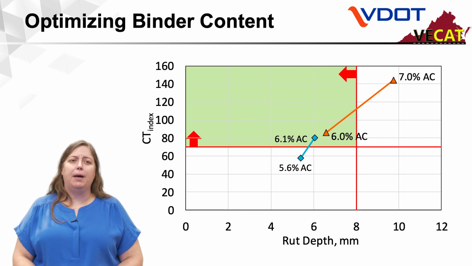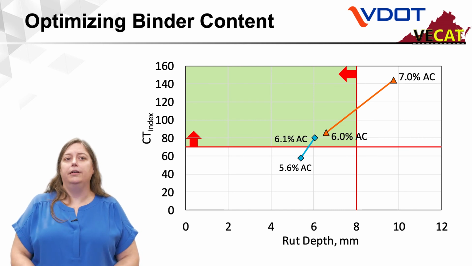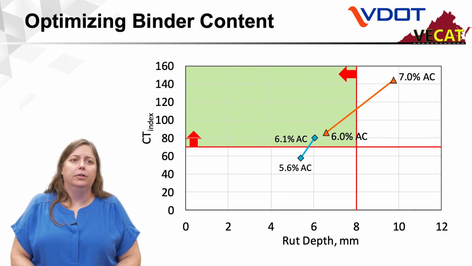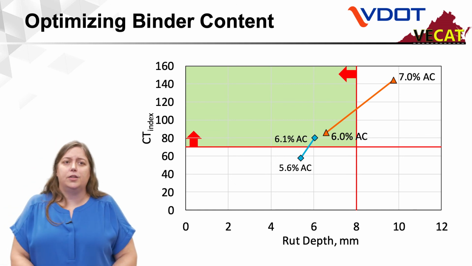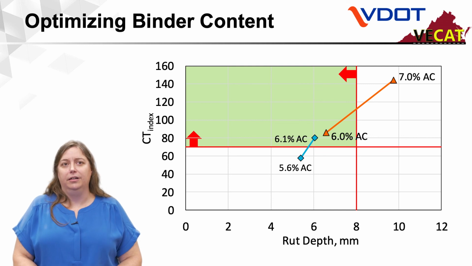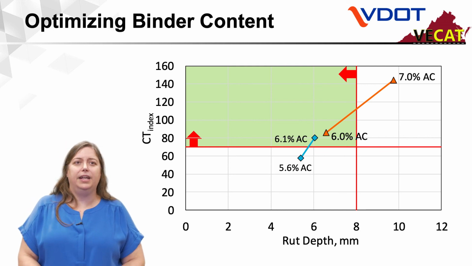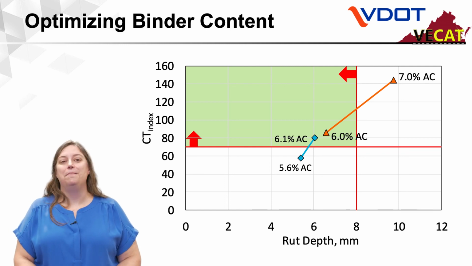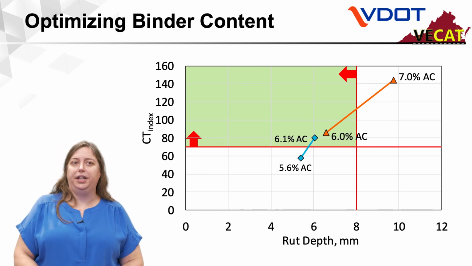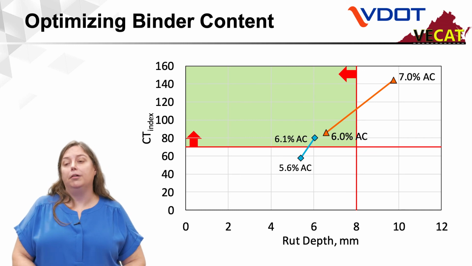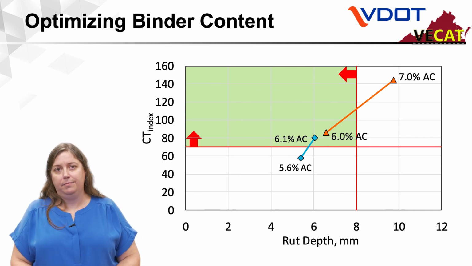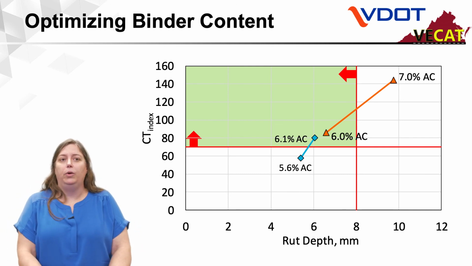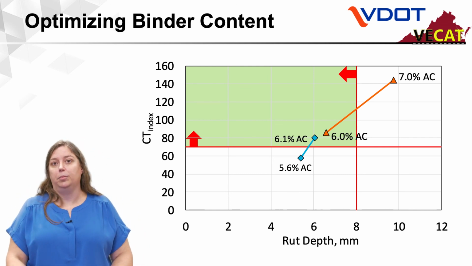We can also see what happens if we go a full percent in asphalt content. If you see the orange mix with the triangles, we had a test at 6% AC and one at 7. You can see at 7% AC, we have great cracking resistance, but that mix is going to rut. At 6%, we're in the green, so we know that it will both be rut resistant and more crack resistant. Certainly not as crack resistant as that 7%, but at the same time, we don't have to worry about it being highly susceptible to the rutting.